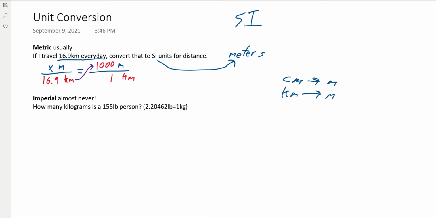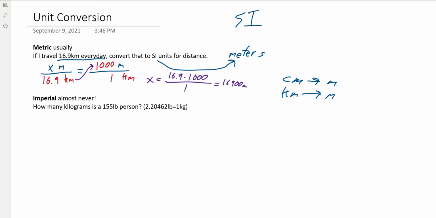So now I'm going to take the 16.9, move it to the other side. This is called opposite operators. So right now it's dividing by 16.9. So now we're going to multiply by 16.9 times 1,000 over 1. So if we do that, we get 16,900 meters. So that's roughly speaking my distance.